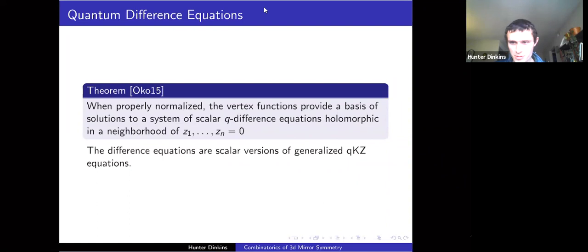The main reference for this is a collection of notes from Aganagic-Okounkov. And so what exactly are the difference equations that they satisfy? Well, if you want to make it explicit and write them down with formulas, it's a little bit challenging. But one way you could think of them is as scalar versions of some sort of generalized QKZ equations that are constructed for quiver varieties.